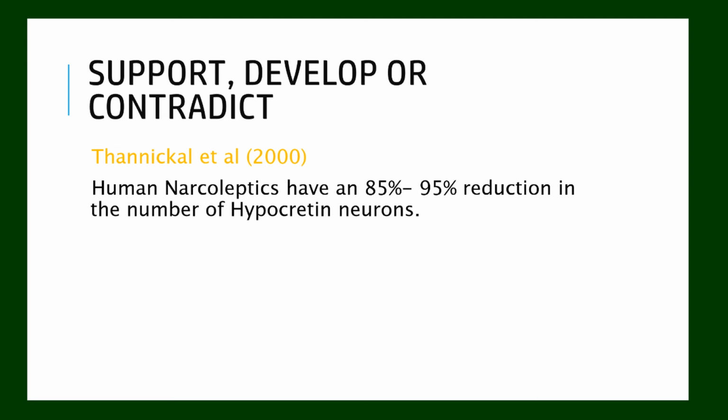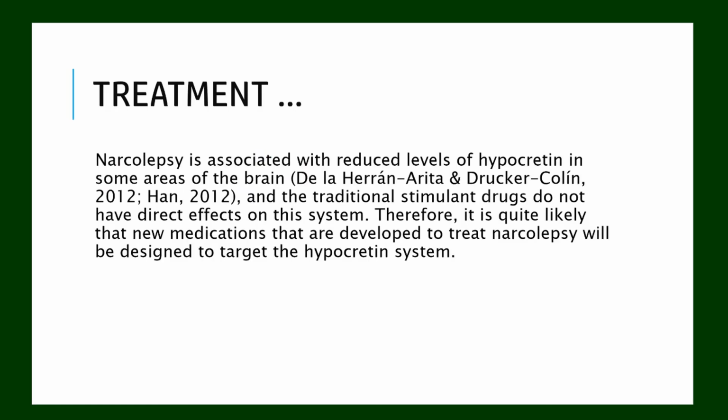Now, the last point that we're going to raise here, and I think this is the most important part as well, really highlights the fact that the hypocretin explanation is possibly the best explanation. This is a portion of a textbook from the OpenStax College textbooks, which are all available online. What's written here is: narcolepsy is associated with reduced levels of hypocretin in some areas of the brain, and the traditional stimulant drugs do not have direct effects on the system. Therefore, it's quite likely that new medications developed to treat narcolepsy will be designed to target the hypocretin system. So really, this is the icing on the cake for us.